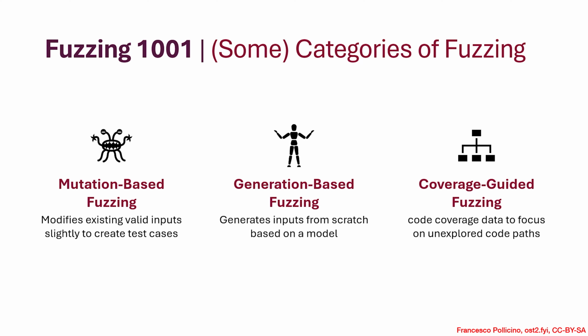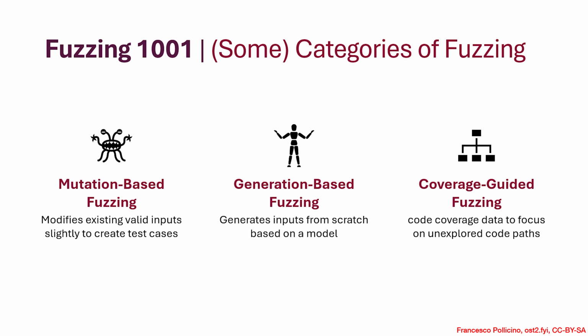It is especially useful for testing protocols, file formats, or complex systems with well-defined rules. The con is that it requires more knowledge of the input format, and it's harder to set up than mutation-based fuzzing. Finally, let's discuss coverage-guided fuzzing.